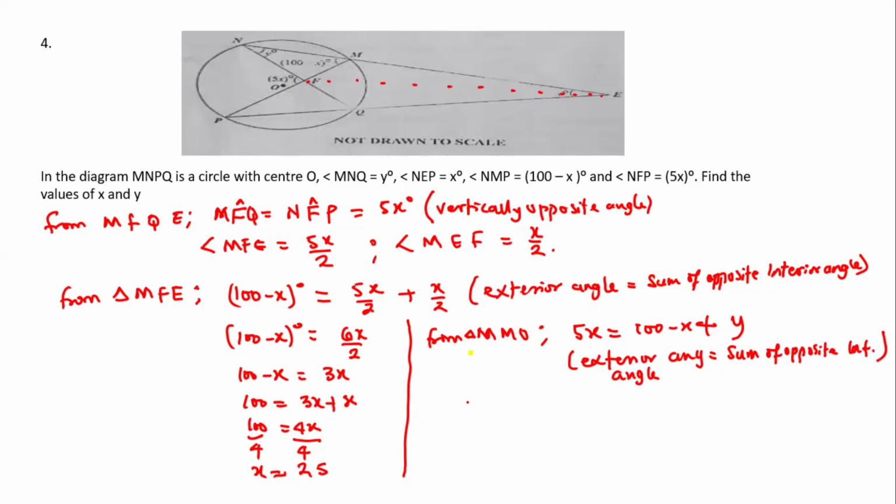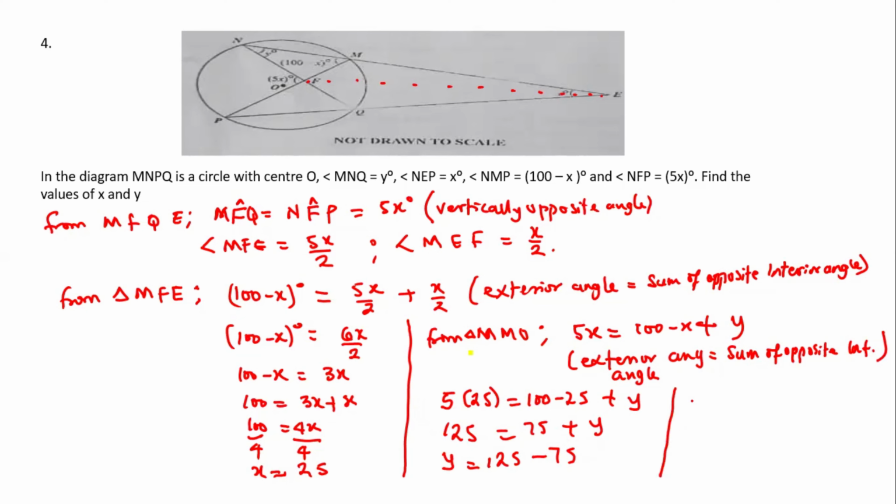So it simply means that, remember that our x is 25, so 5 times 25 is equal to 100 minus 25 plus y. We do that, this is 125 is equal to 75 plus y. So therefore your y will be 125 minus 75. 125 minus 75 will give us what? 50. So therefore, our y is equal to 50.